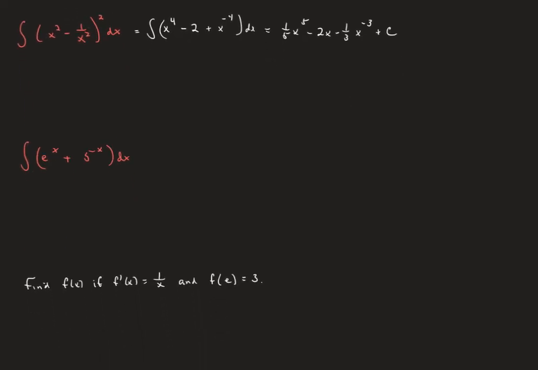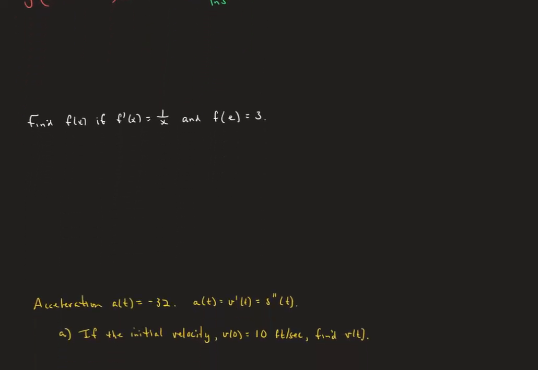Now the next one, we have these different integrals. The integral of e to the x is our favorite integral. It's just e to the x. The integral of 5 to the x is far from our favorite. It's going to be that same 5 to the x divided by the natural log of 5, and then we'll get our constant of integration.